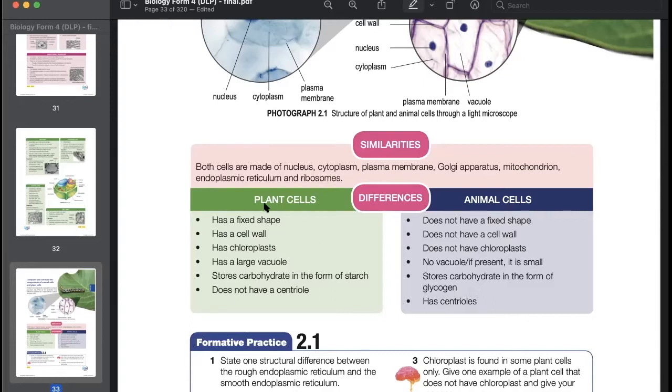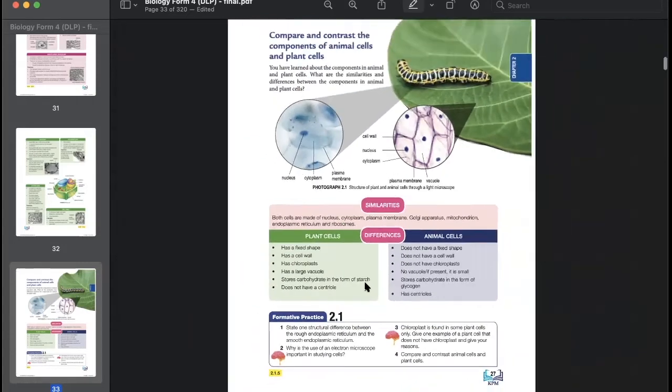And the last one, plant cell doesn't have centriole. Apa fungsi centriole tadi cikgu cakap? Centriole fungsi dia adalah enable the cell to divide. Daripada satu jadi dua. Dua jadi tiga. Tiga jadi empat. Okay? Tapi kalau animal cell, it has centriole. What is the function of centriole? Involved in cell division. Can you understand?